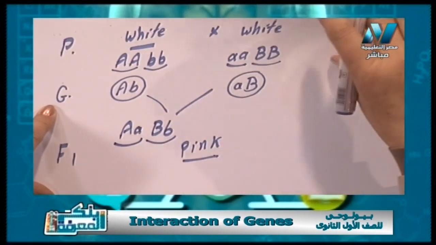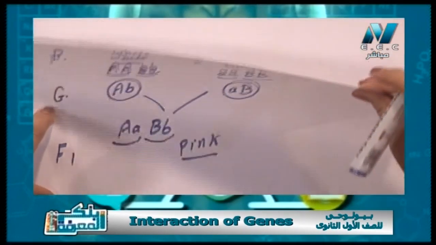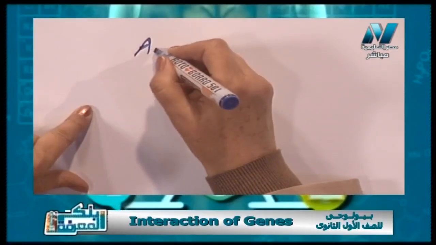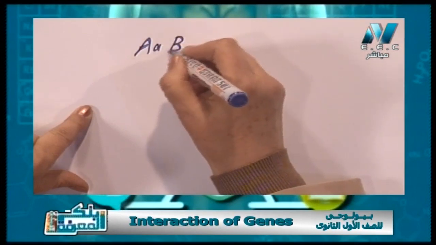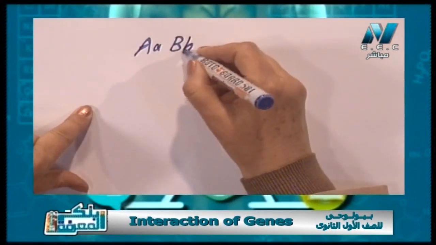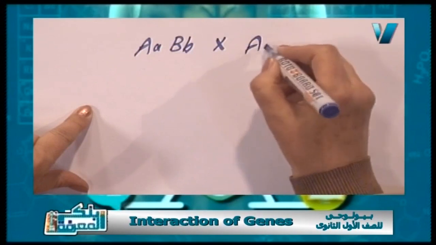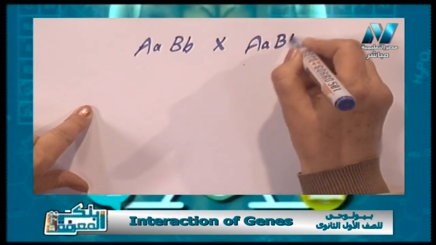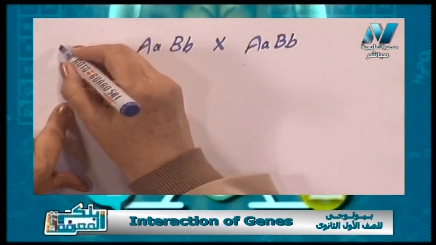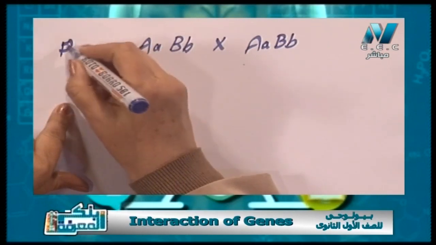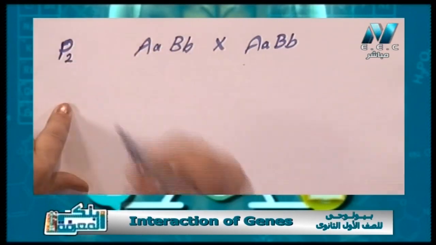But what happens when we allow the individuals to have self-pollination or even cross-pollination, because all of them have the same genotype, A capital A small, B capital b small? These are the parents of the second generation.